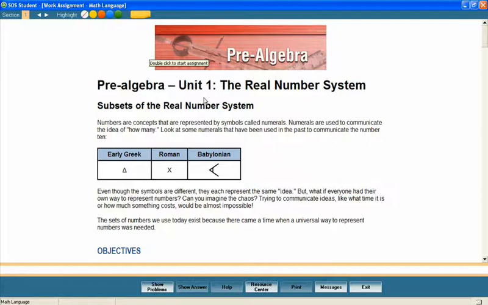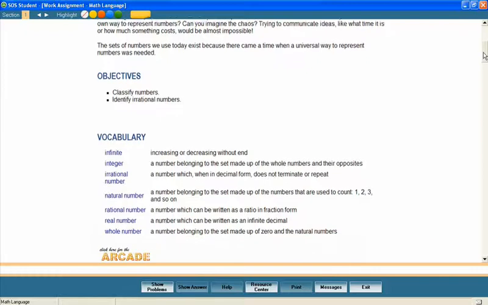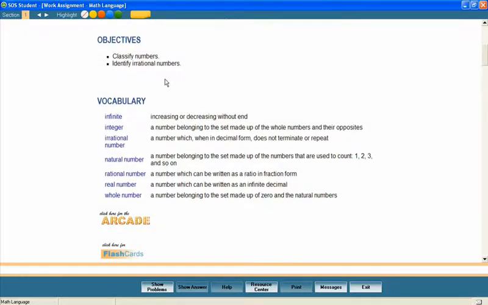In a unit entitled The Real Number System, let's look at a lesson called Subsets of the Real Number System. Most lessons begin with a brief introduction and a list of goals or objectives for the lesson. These objectives help students stay focused on important lesson content and provide parents with an effective way to measure mastery of lesson content. The objectives for this lesson are classify numbers and identify irrational numbers.